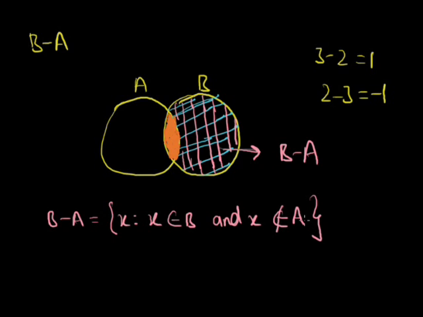So this is what we mean by B minus A. B minus A is equal to {X : X belongs to B and X does not belong to A}. Okay, so this is what we mean by the difference of sets. Accordingly, we can understand the difference of sets in this way. Now we'll see one example based on this.